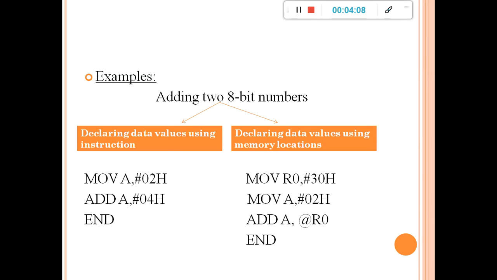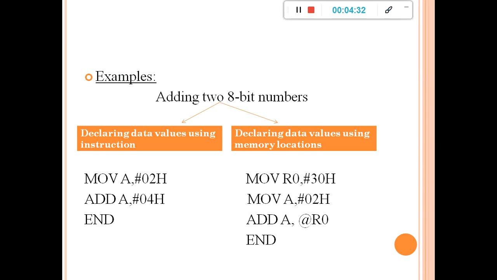Okay. The same thing applies when it comes to declaring data values using memory locations. Here I am fetching the data which is present in a memory location, whereas in the previous example I declared the data in the instruction itself. You are seeing one data here, but one more data you are not seeing. That data is present in a memory location. From that memory location you are going to fetch that data, then you have to go for addition.